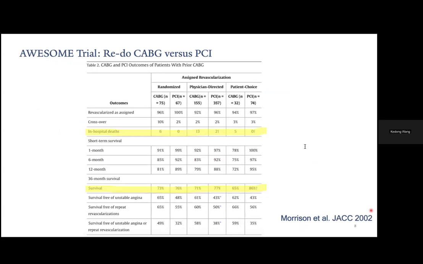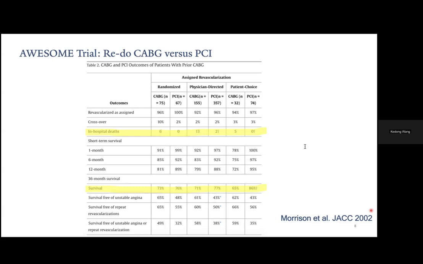So despite sort of the biological shortcomings of vein grafts, surgeons are in general hesitant to perform repeat CABG because oftentimes it is associated with a significantly higher rate of sort of perioperative mortality when compared to PCI. So the AWESOME trial, this trial is called the AWESOME trial. It was kind of the first randomized trial comparing CABG with PCI in patients who had prior CABG.